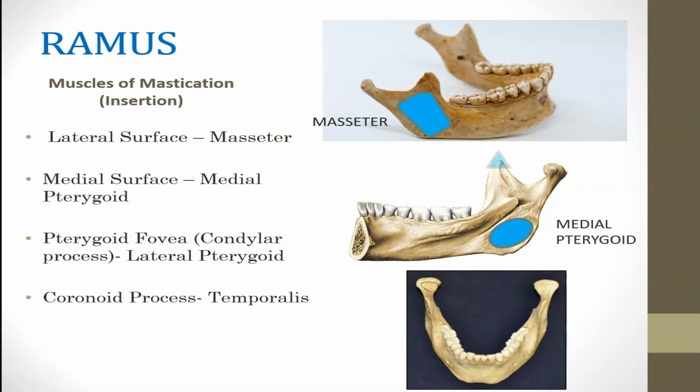On the coronoid process, its apex as well as on the medial surface and lateral surface, temporalis muscle gets inserted, and also along the anterior border of ramus of mandible. On the pterygoid fovea, which is present on the anterior aspect of condylar process, lateral pterygoid muscle gets inserted.